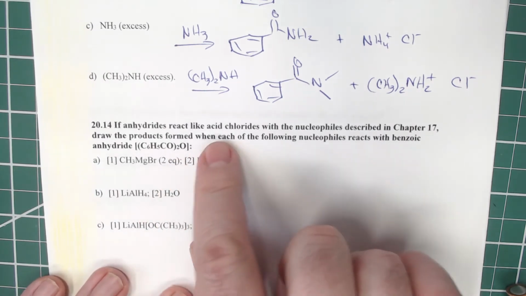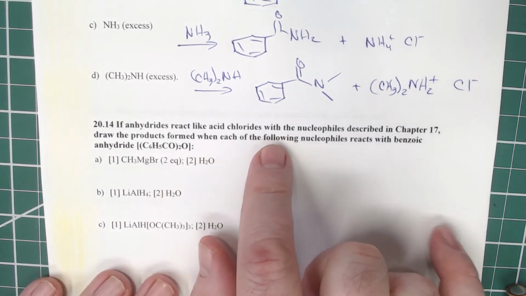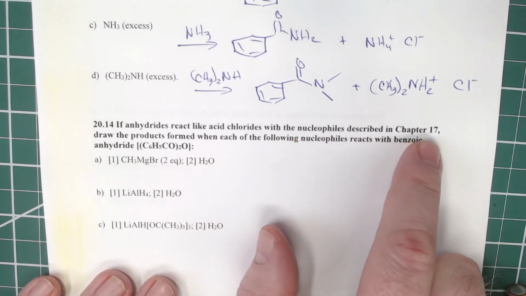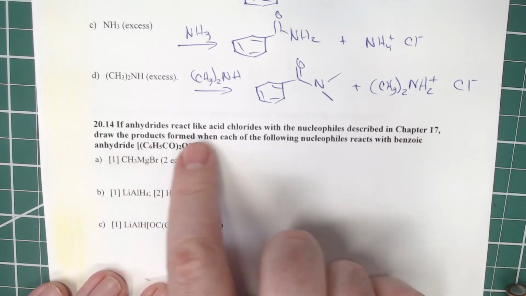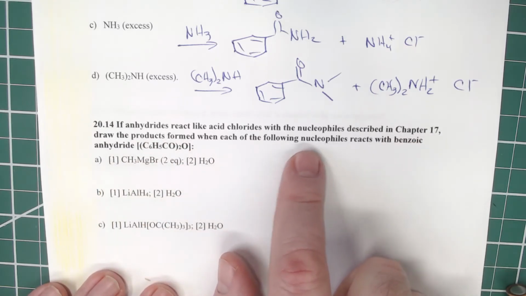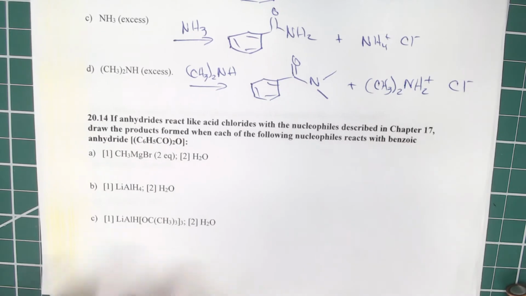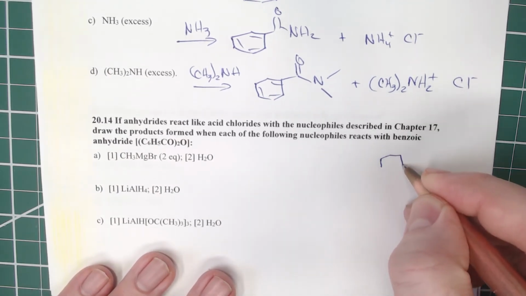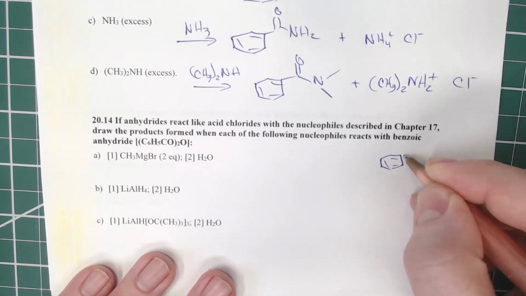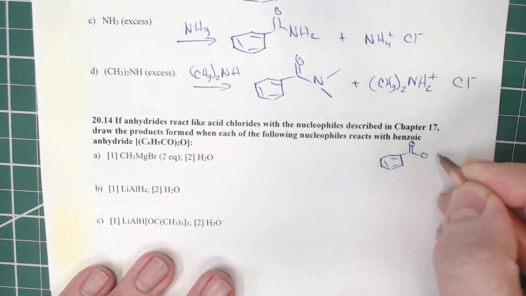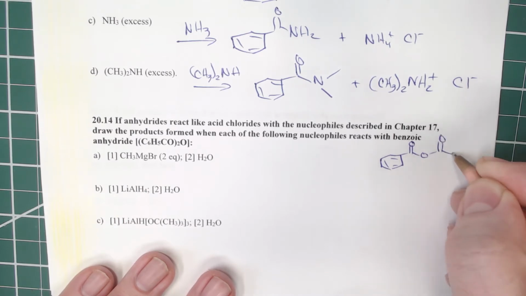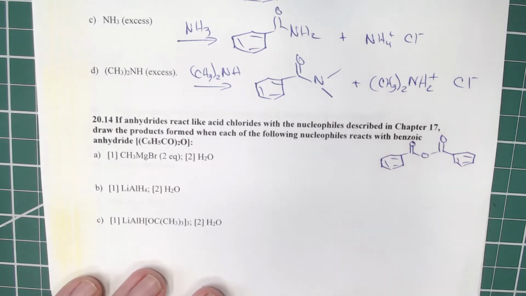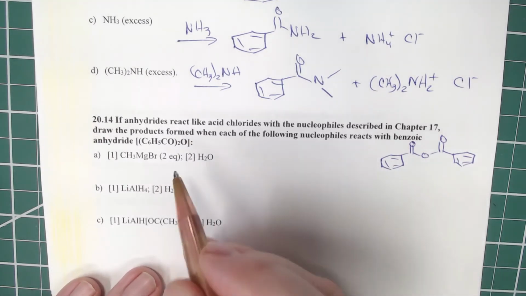All right, so if acid anhydrides react like acid chlorides, which they do for the most part, with the nucleophiles described in chapter 17, draw the products formed when the following nucleophiles are reacted with benzoic anhydride. So I'm going to draw benzoic anhydride over here. You probably could figure this out. All right, so there is benzoic anhydride. That's the one that we're interested in.